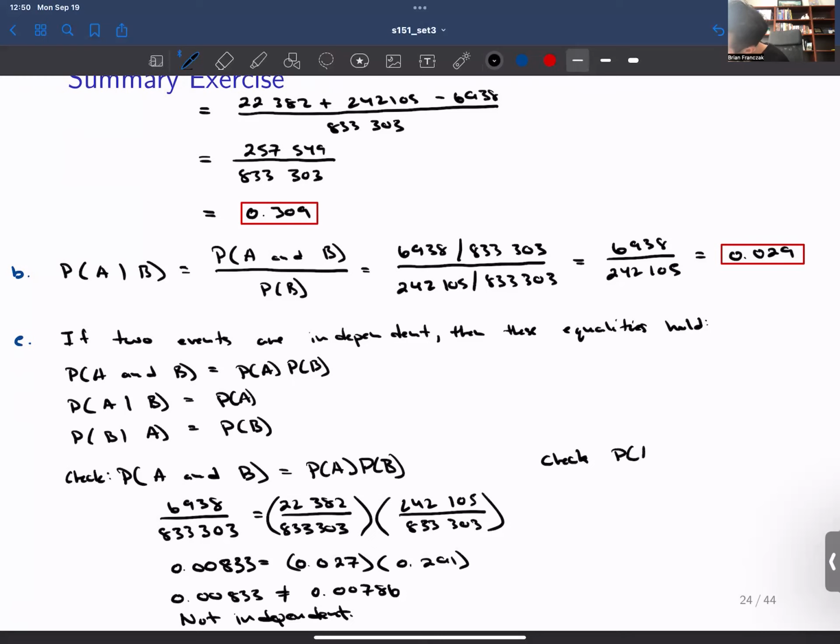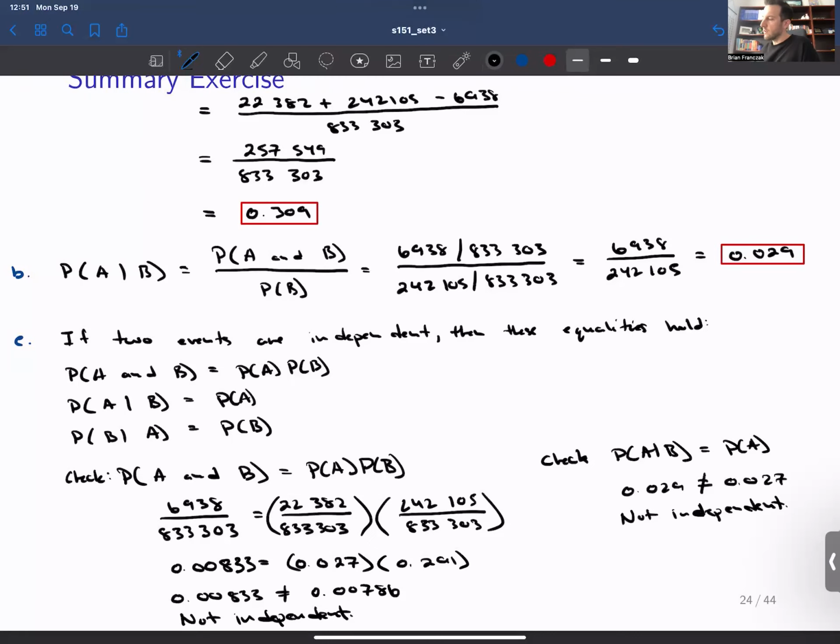So next we can check, does the probability of A and B equal the probability of A? The probability of A and B from above is 0.029. The probability of A is 0.027. So since these do not equal, these are not independent.